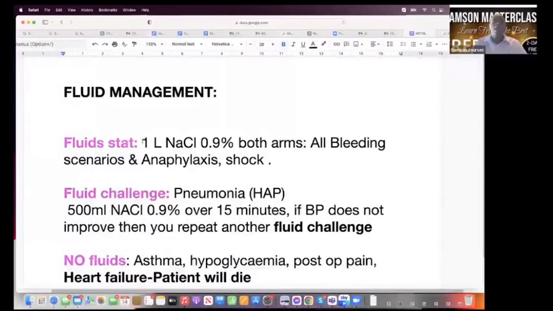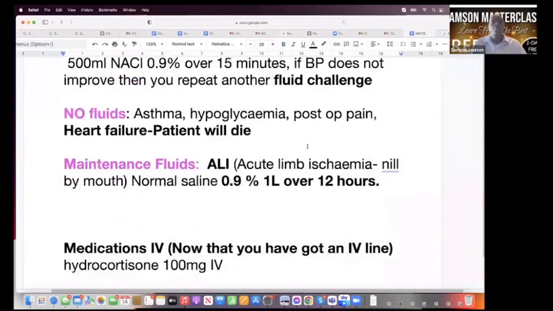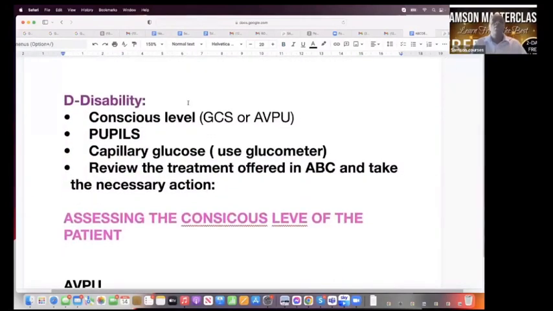Let's manage. Get an IV line, send the bloods, routine, group and save, cross-match. Give IV fluids, how much? It's bleeding, we're suspecting. So what we're going to do, aggressive IV fluids, 1 liter normal saline in both arms. Then we go to D. On an AVPU system, my patient is what? Alert. Pupils normal.